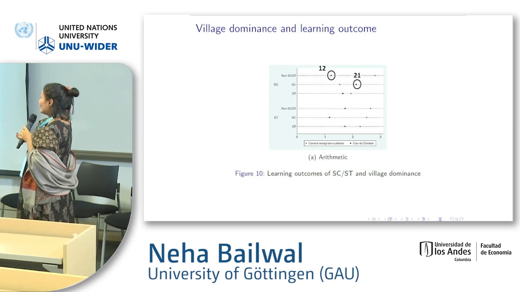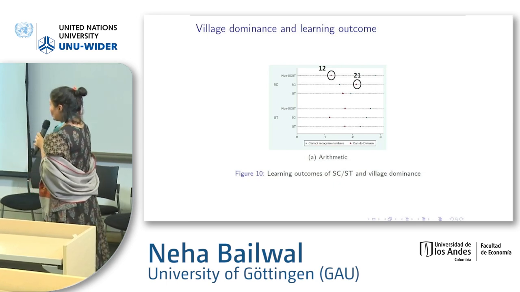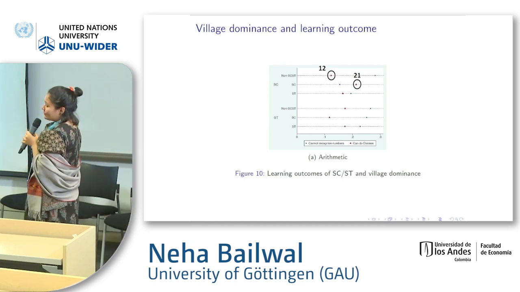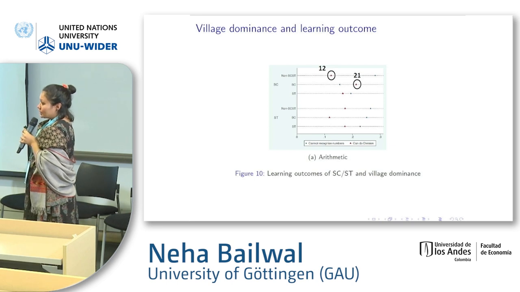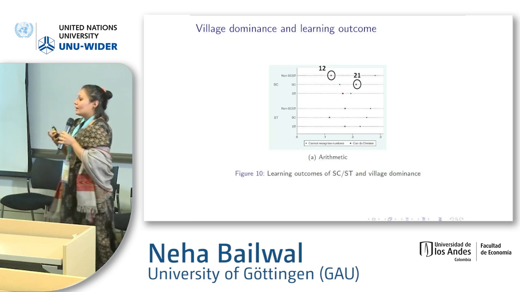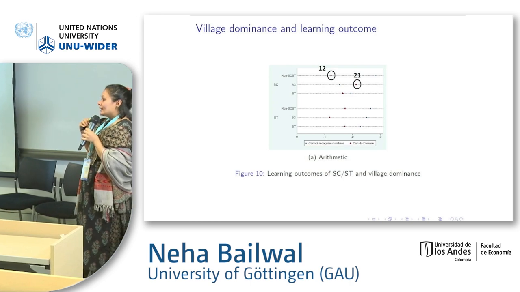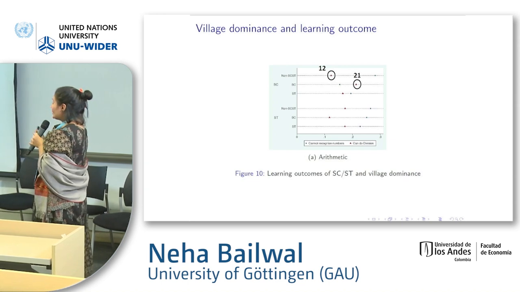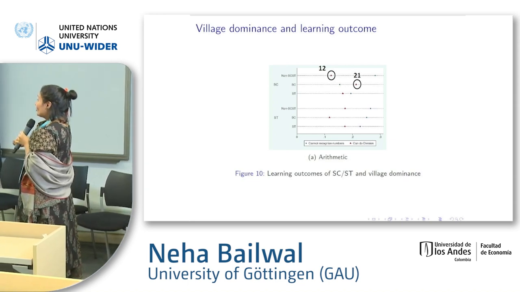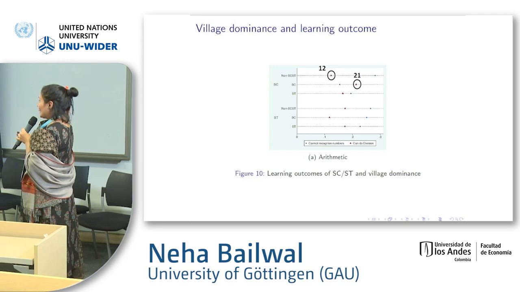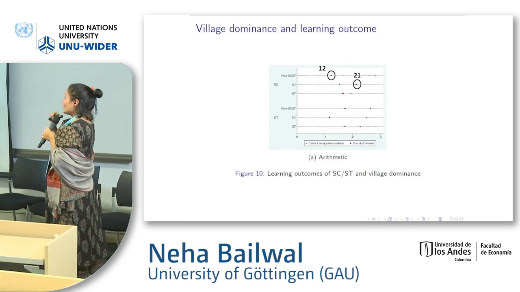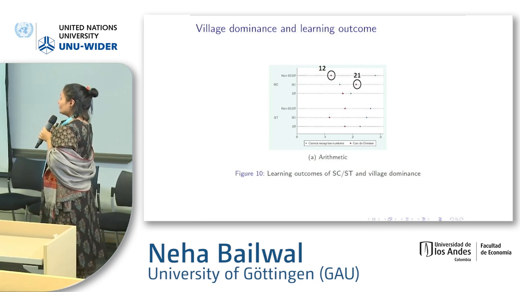For STs, we do not find a very clear pattern. One of the reasons could be that more than 70% of the STs, who are basically the tribal population, stay in villages dominated by their same caste. So their integration into the other castes is still very low. We are not able to exploit that variation in the dominant caste, and that could be one reason that for STs we do not see a very clear pattern. So these are the main findings of the paper: for the scheduled caste students, we find that they are doing better in their own caste-dominated villages in both reading and arithmetic skills.